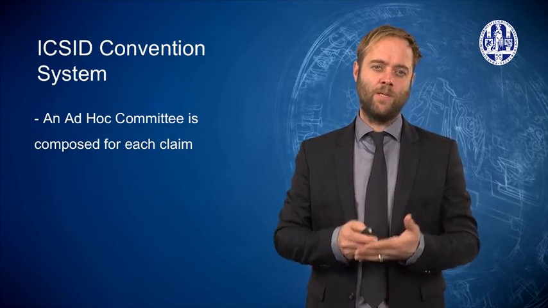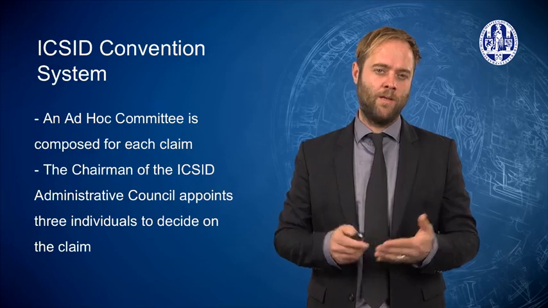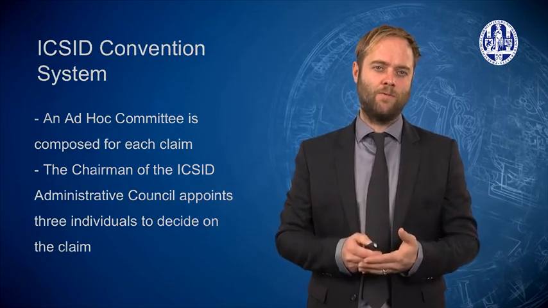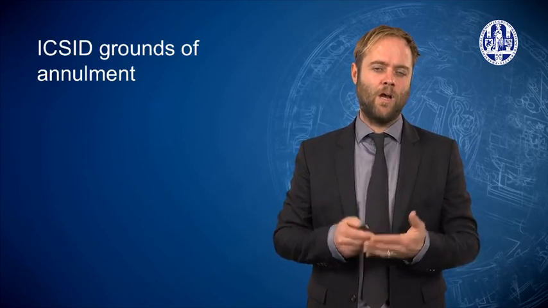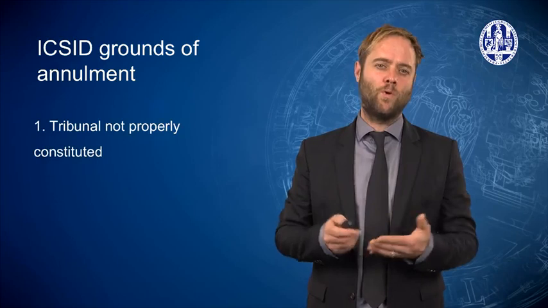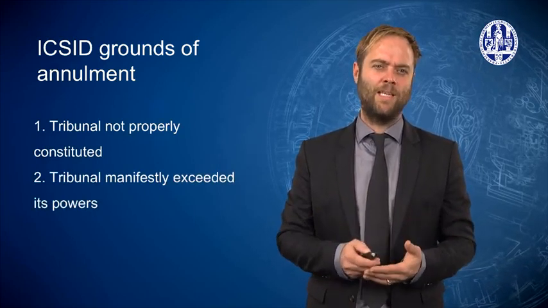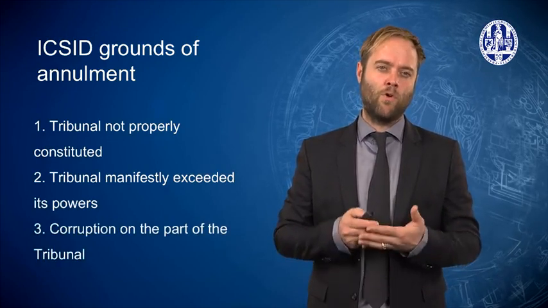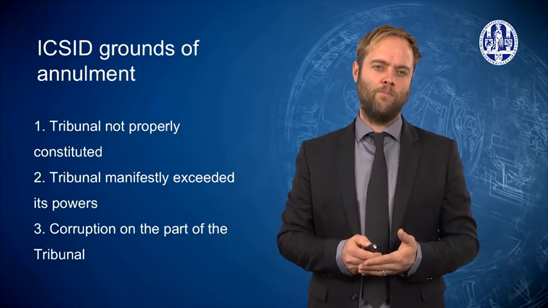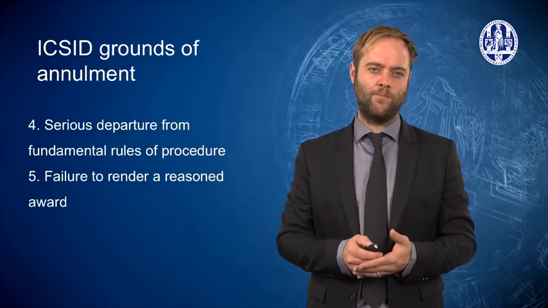All parties to the dispute can file a request in annulment to the chairman of the ICSID Administrative Council. The restrictive and exhaustive grounds on which an ICSID award can be annulled are listed in Article 52 of the ICSID Convention. First, the tribunal was not properly constituted. Secondly, the tribunal has manifestly exceeded its powers. Thirdly, corruption on the part of a member of the tribunal. Fourthly, a serious departure from a fundamental rule of procedure. And finally, the award has failed to state the reasons on which it is based.